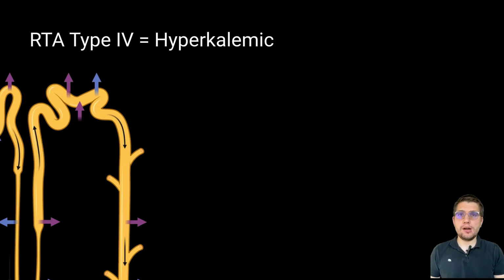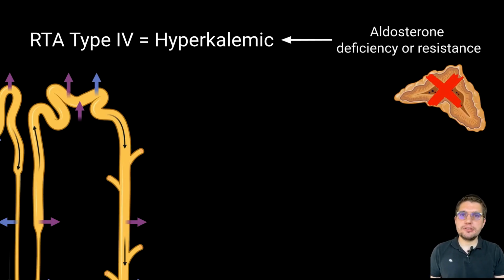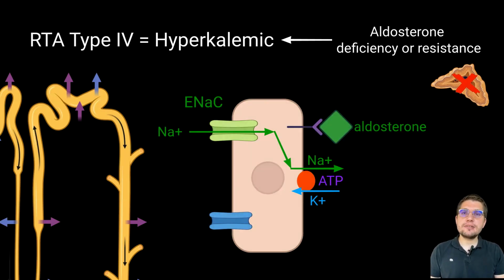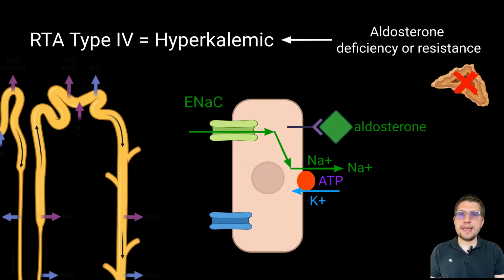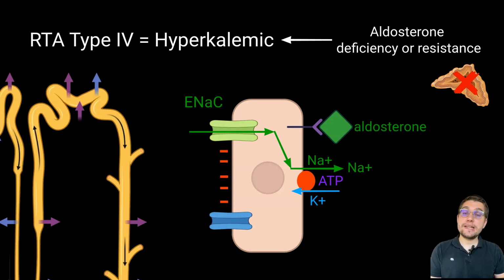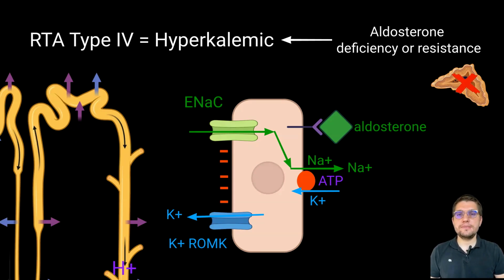Next is type 4 RTA or hyperkalemic RTA. This type results from aldosterone deficiency or resistance. Aldosterone normally increases sodium reabsorption via epithelial sodium channels in the collecting ducts. This sodium reabsorption creates a negative lumen potential, promoting potassium secretion via potassium channels such as ROMK channels, and hydrogen secretion via proton pumps in intercalated cells.